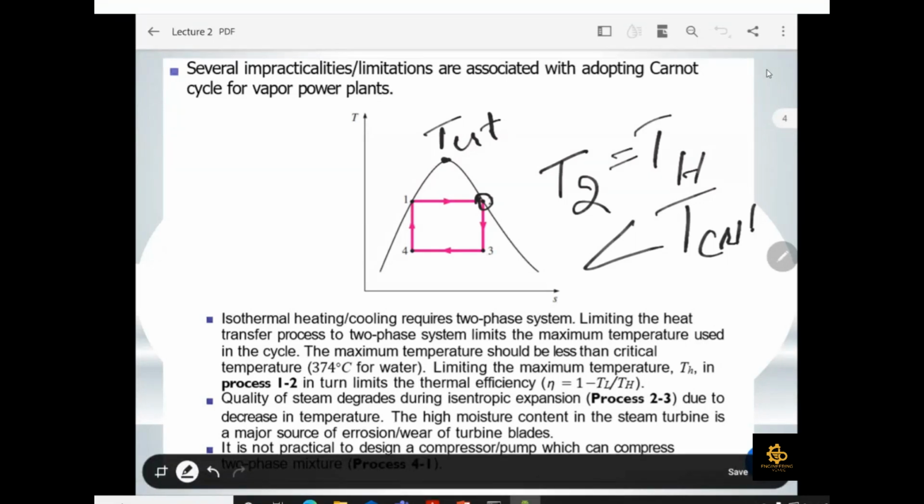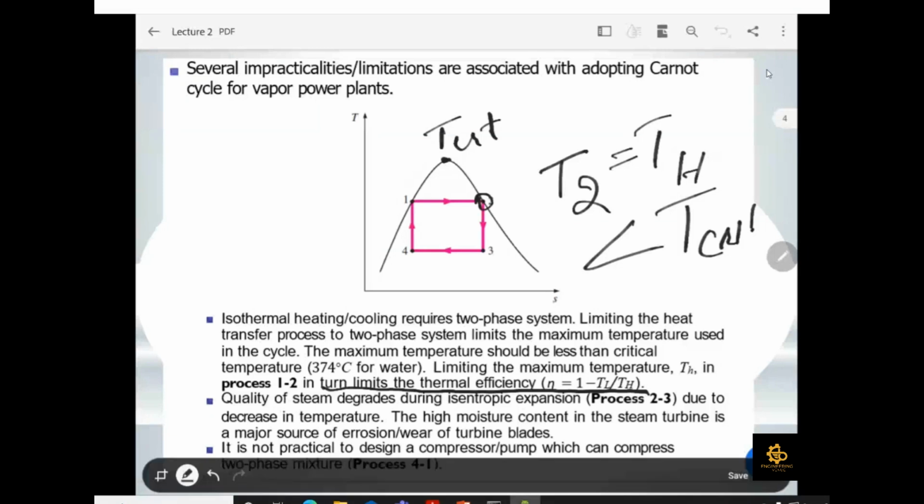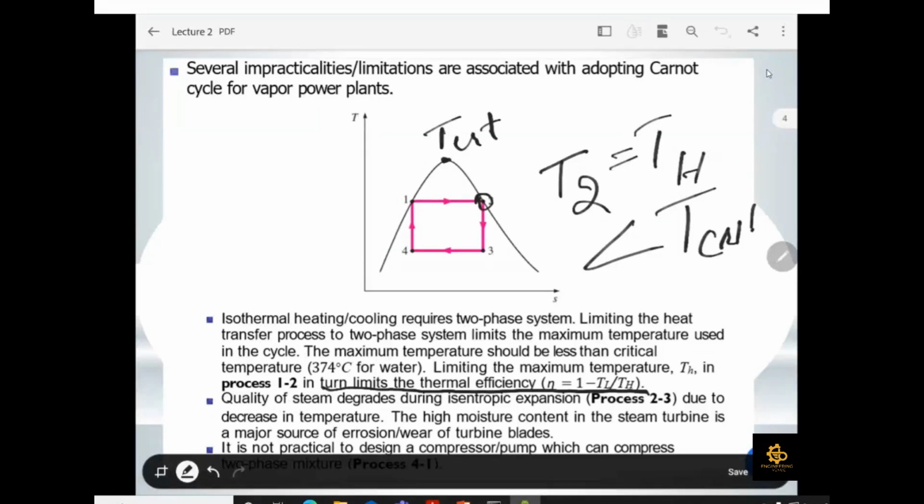And if your T highest is less than T critical, it means you are imposing limits on the thermal efficiency of your cycle, which means you are getting a less efficient cycle. So this is one limitation of why we are not using a Carnot cycle in our daily steam power plants or any other type of working devices.